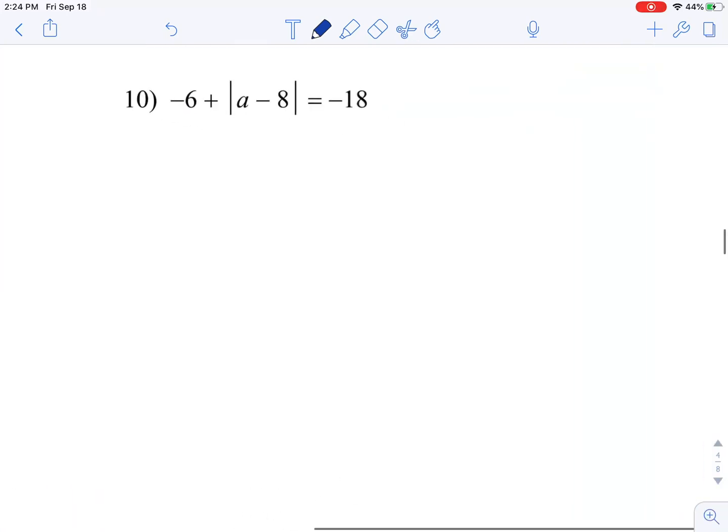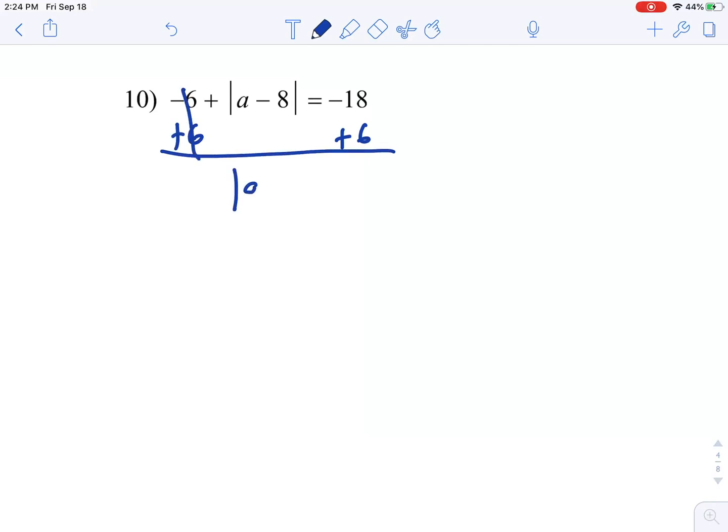Clearly, number 10 looks a bit more complicated. Now remember, when you're doing absolute value equations, if there's a number outside of those absolute value bars, you have to eliminate it or move it over to the other side of the equal sign. You always have to do that first before anything else. So I'm going to add 6 to both sides.